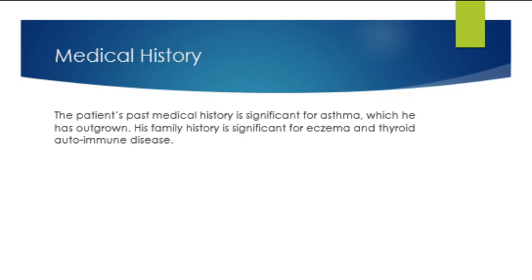The patient's past medical history is significant for asthma, which he has outgrown. His family history is significant for eczema and thyroid autoimmune disease.